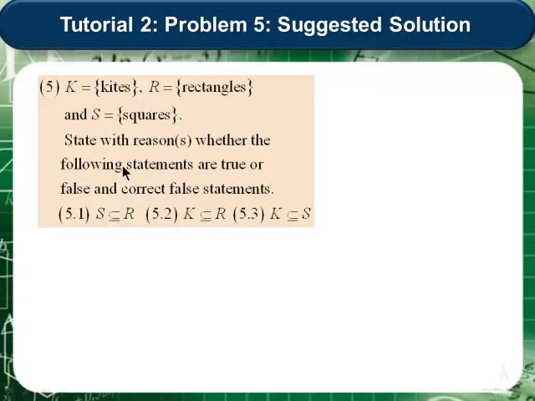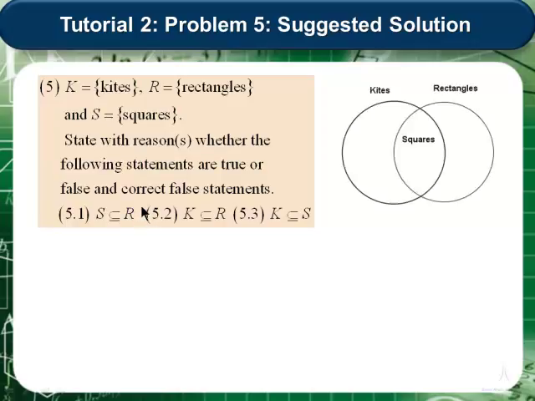In problem 5 of tutorial 2, we're given a couple of statements. We need to find out whether the statements are true or false, and if they're false, we have to correct them. It deals with the relationship between kites, rectangles, and squares, and this is how we can sketch it.